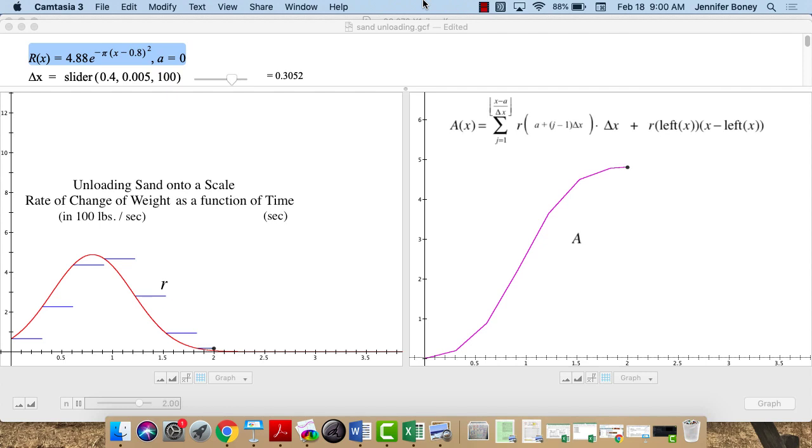I passed out a worksheet related to this so you could draw on it yourself, but what we started with was just a picture of this, what's red here. It's not red on your worksheet because I don't have color copying budgets, but this red exact rate of change curve expresses the rate at which sand was being poured onto a scale, where the horizontal axis is measured in seconds and the vertical axis, the dependent quantity, is measured in hundreds of pounds per second.